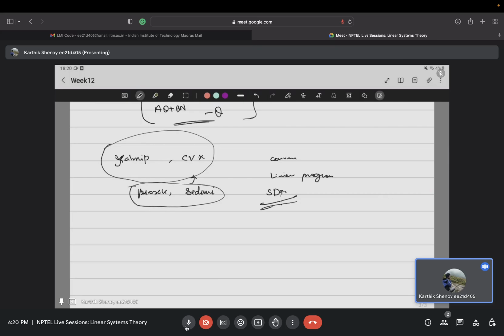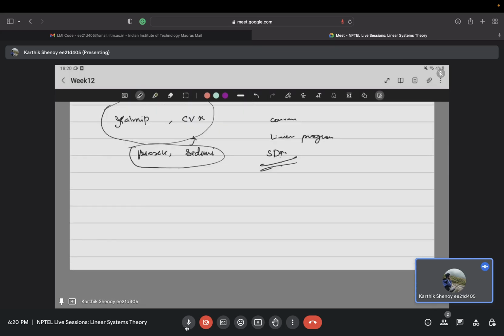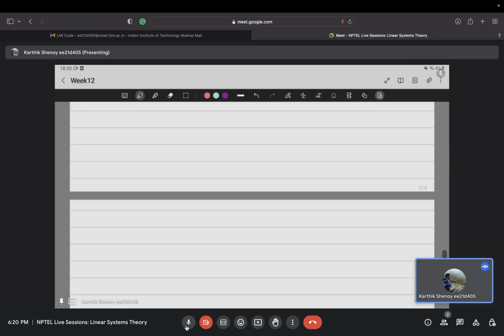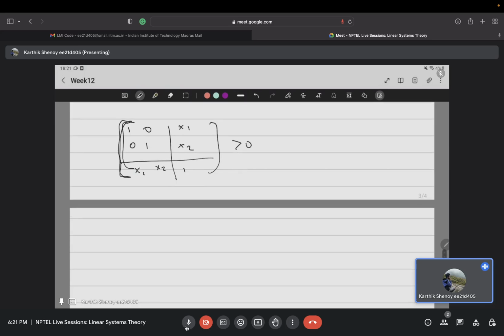Next we will see an example. I think it is there in the lectures as well. So we will take an example. Let us take an LMI given by 0, 1, x1, x2, and 1. So this is my LMI. I want to check when it is feasible. Okay. So when is this feasible? So I know that this is invertible.